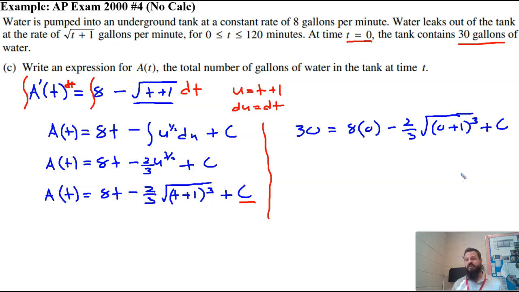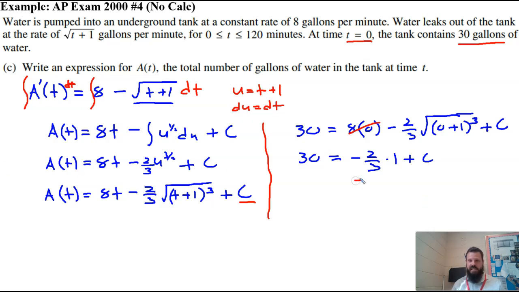Now be careful substituting back in. In a lot of cases when we're using t equals 0, everything cancels and we just get c is equal to that initial condition. Notice that's not going to be the case this time. I'll have 30 is equal to, the 8 times 0 is just a 0, but this second term's not going to cancel out. What we'll have is a negative 2/3 times, when 0's here we have a 1, square root of 1 to the third is just a 1, so in other words times a 1, plus c.